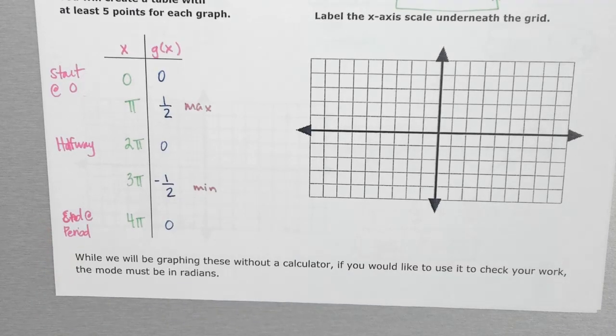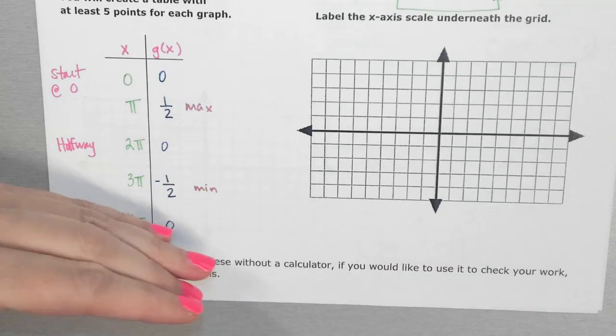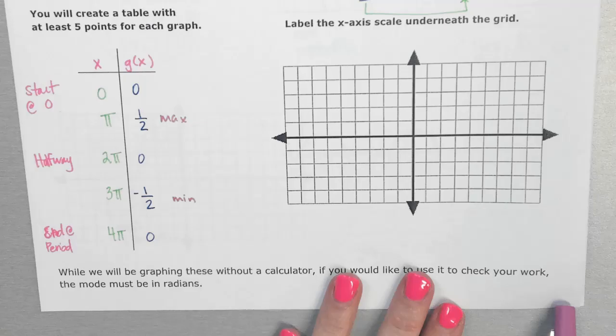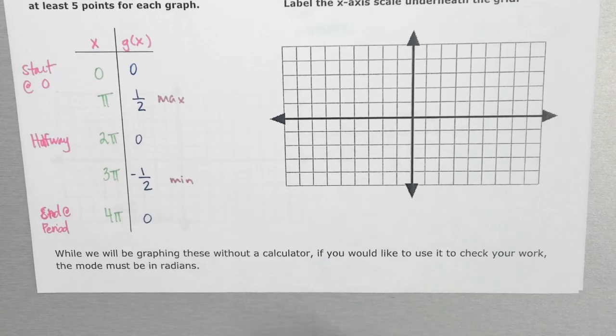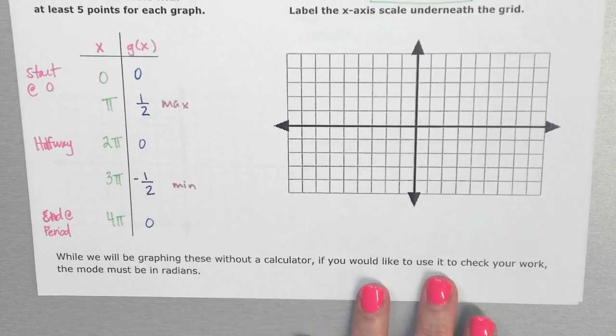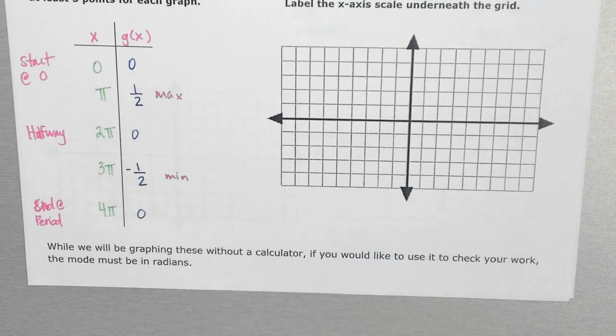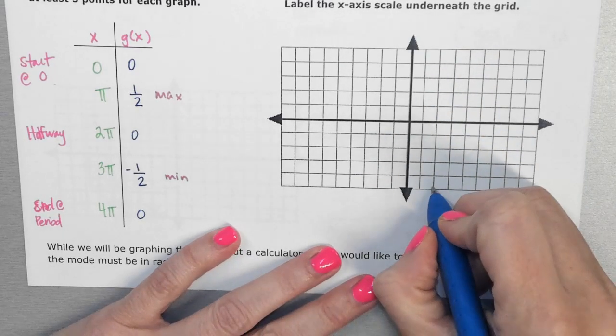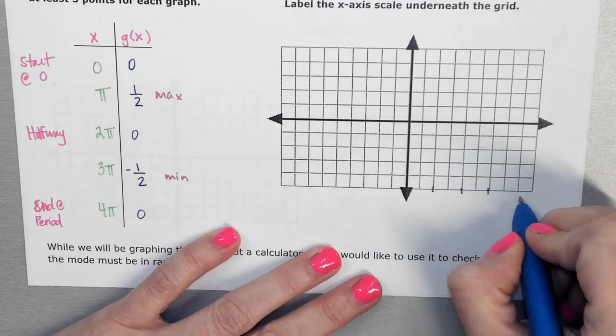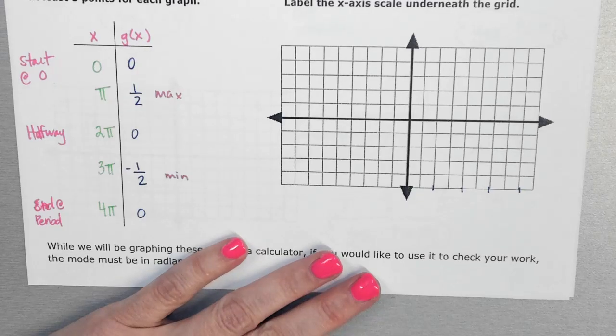-1/2. Okay, so instead of being 1 and -1, it's 1/2 and -1/2. When you are doing your graph, this is a trig graph. I'm going to give you a paper with these to do your practice on. And then we're going to label below so that we can see the graph.